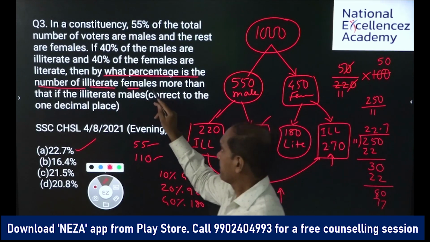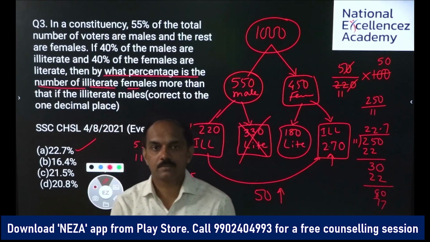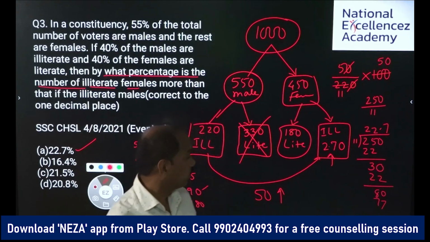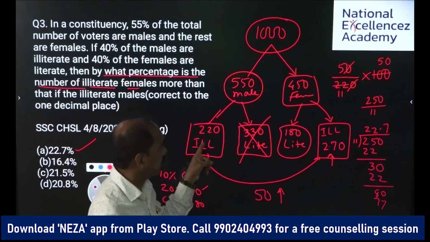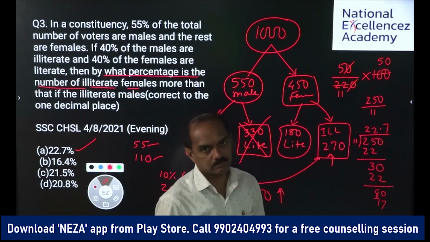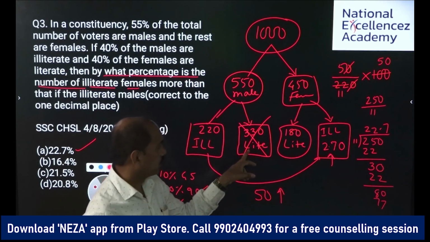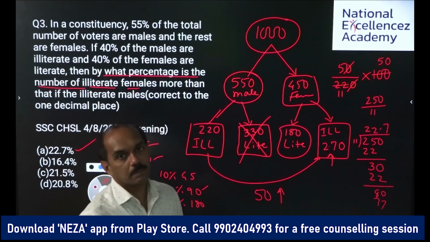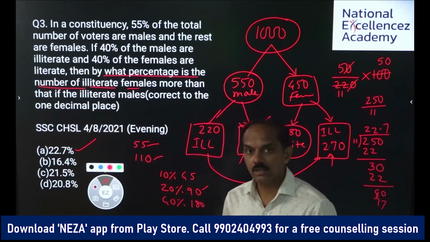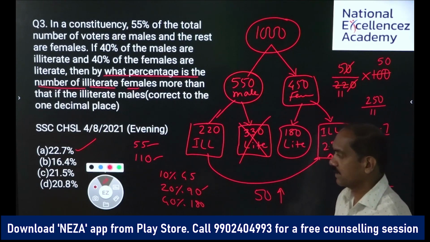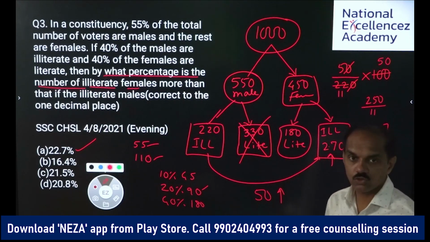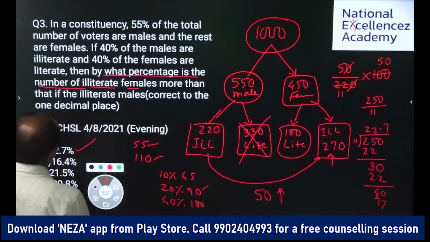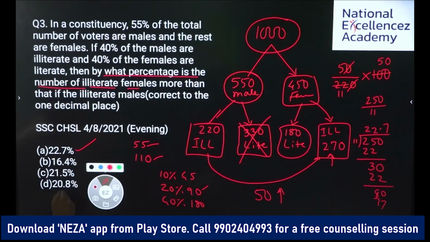It is better you read the question, what is asked, what exactly we want. We want only illiterate male, illiterate female. You don't have to find out 330. Unnecessarily we wasted time. This should not happen in the examination hall. Moving on to the next problem.